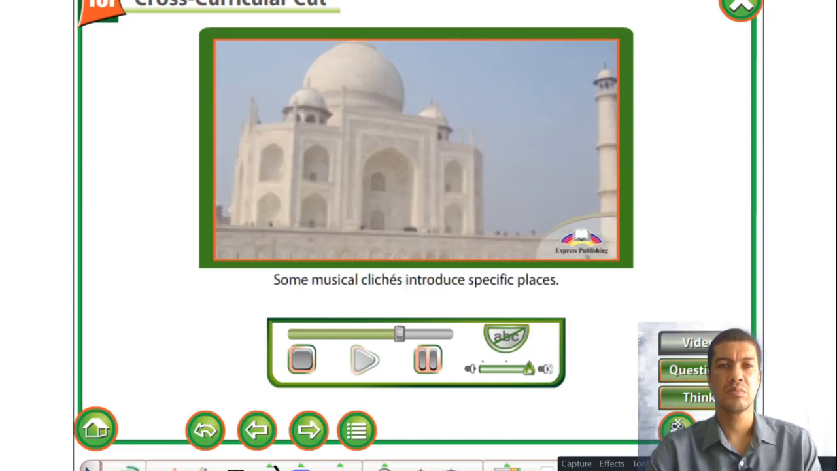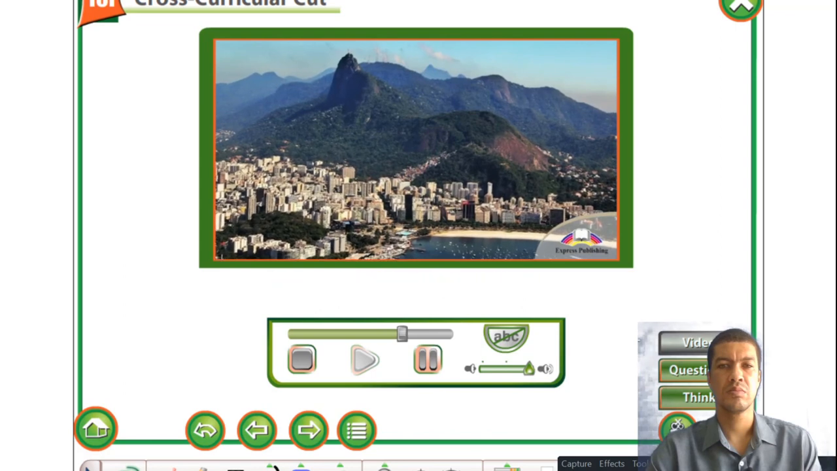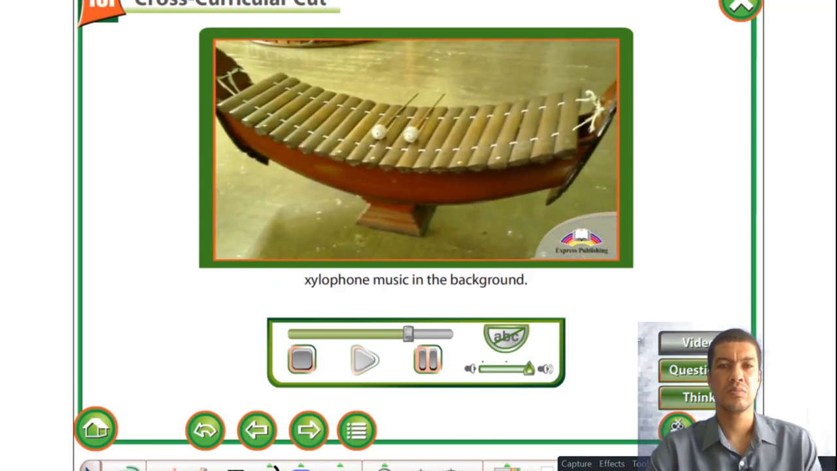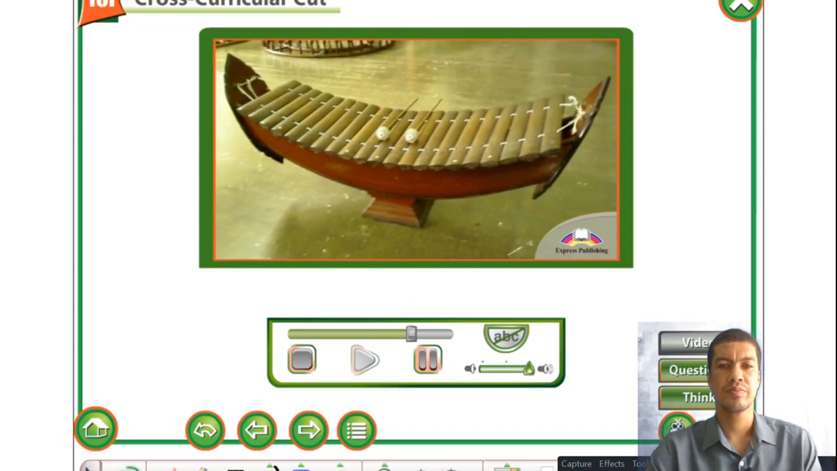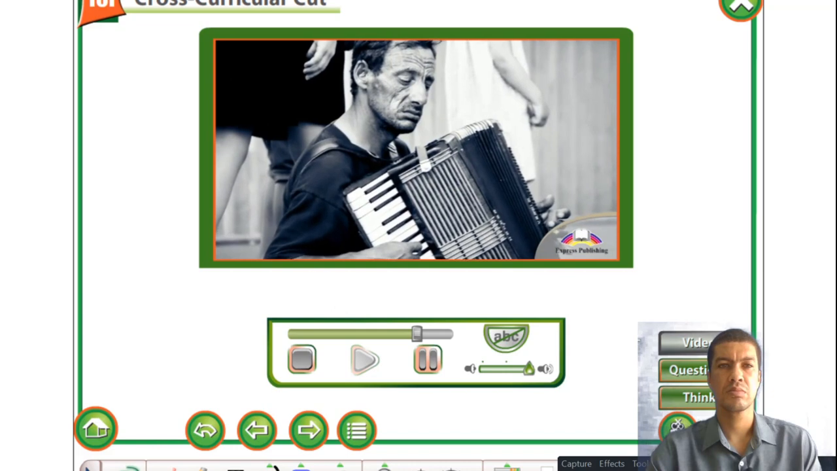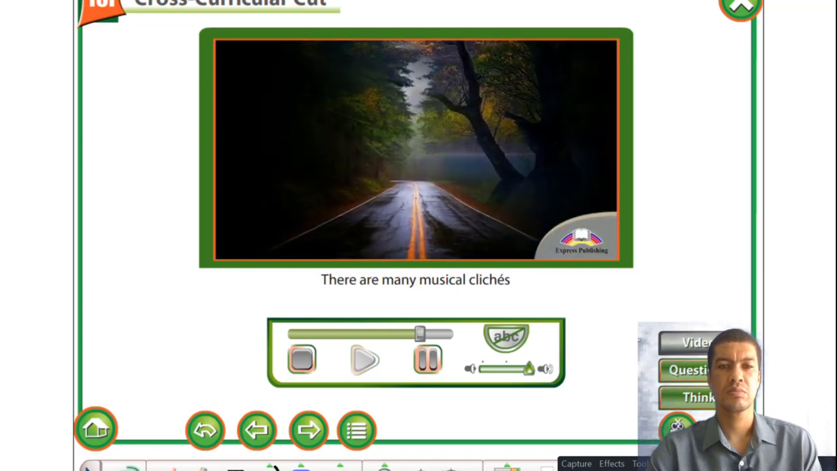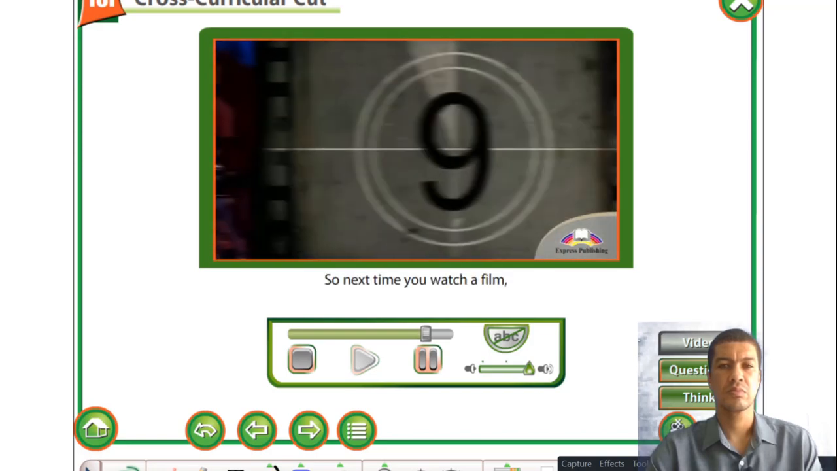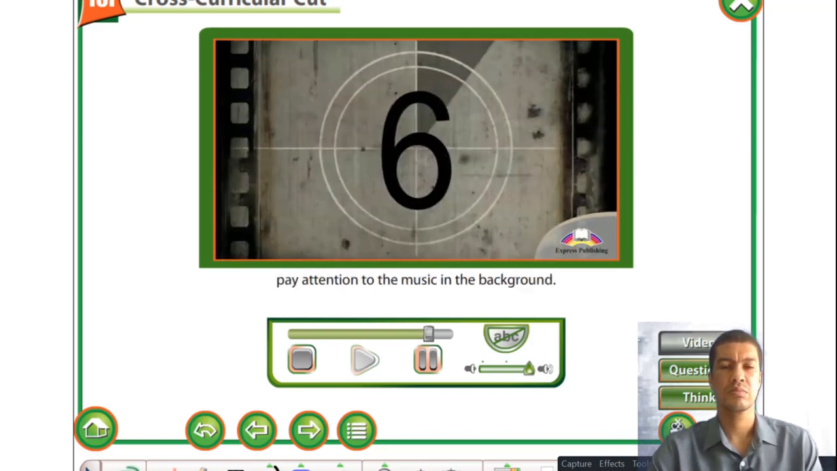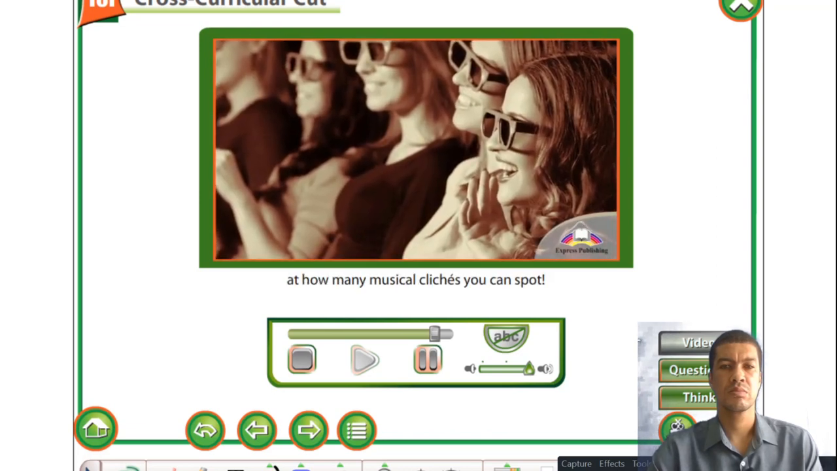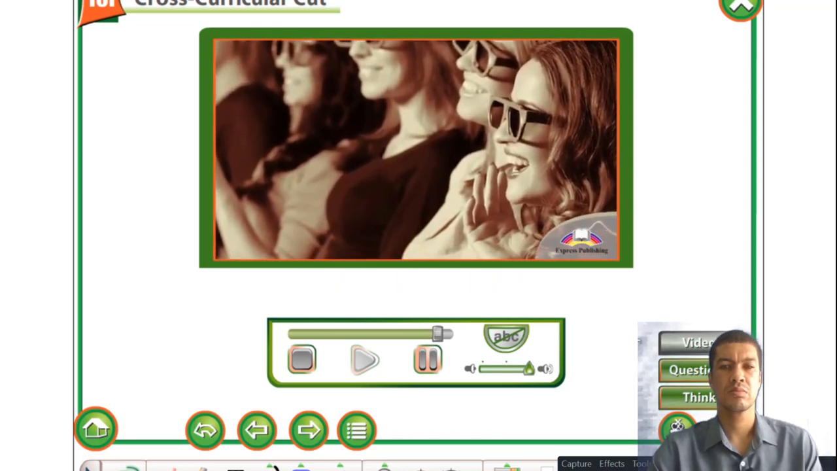Some musical clichés introduce specific places. Shots of Hong Kong often have traditional xylophone music in the background, while shots of Paris might come with accordion melodies. There are many musical clichés for different types of scenes. So next time you watch a film, pay attention to the music in the background. You'll be surprised at how many musical clichés you can spot.